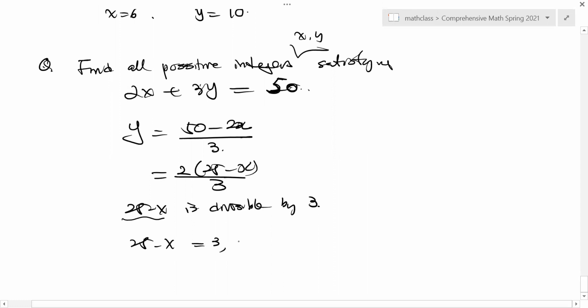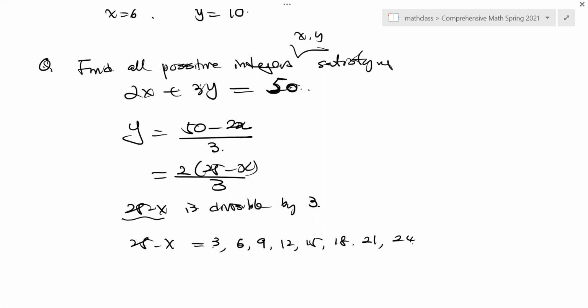It's 3, 6, 9, 12, 15, 18, 21, and 24. Those are the possible values. Why not beyond that? Because x is a positive integer, so 25 minus x is less than 25. Then you get x, and then you get the corresponding y value, so you get all the solutions.